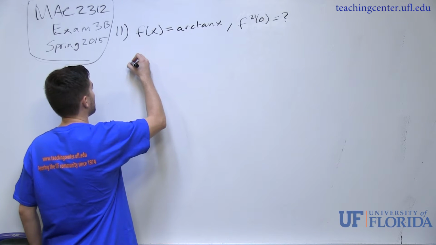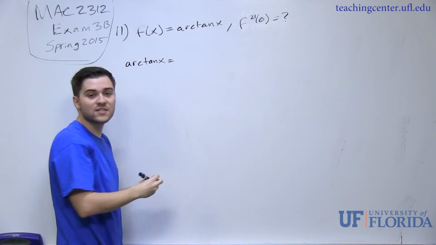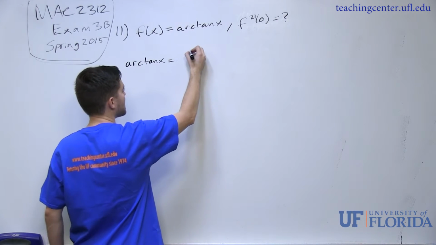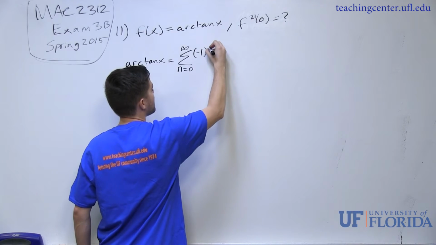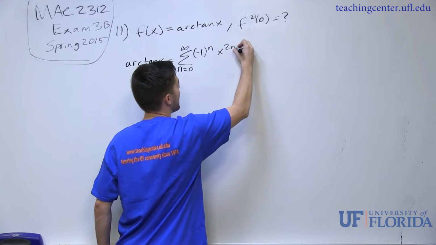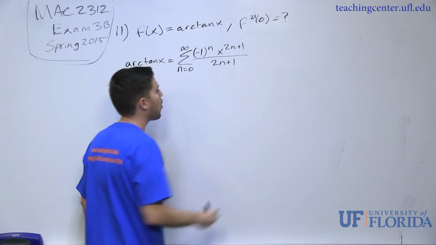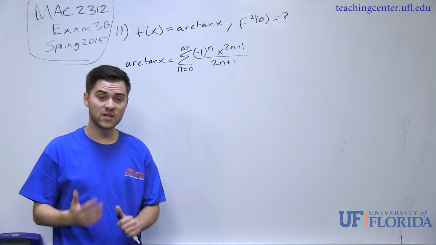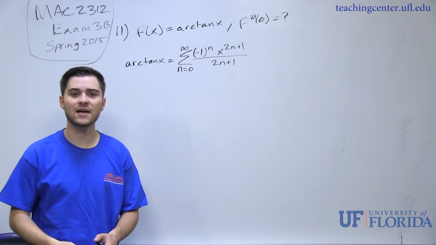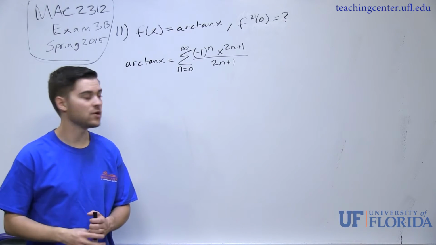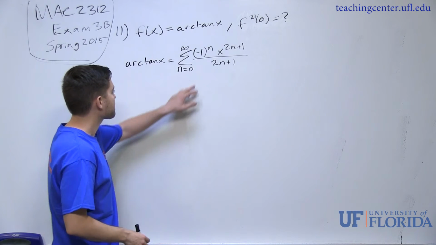First off, the Maclaurin series for arctangent of x is equal to the sum from n equals 0 to infinity of (-1)^n x^(2n+1) divided by (2n+1). Again, that's a memorization one, and it's a good idea to remember some of the more basic Maclaurin series like e^x, sine, cosine, and arctangent. I think you'll find on exams that it saves you a lot of time overall.